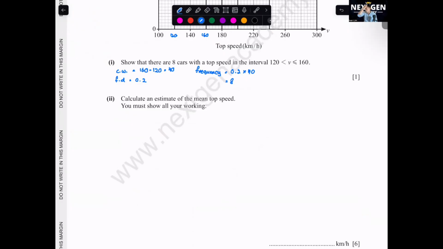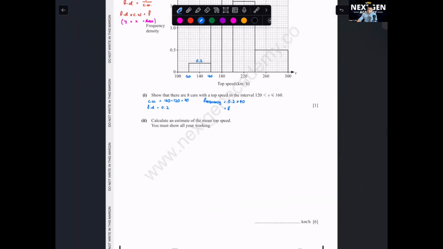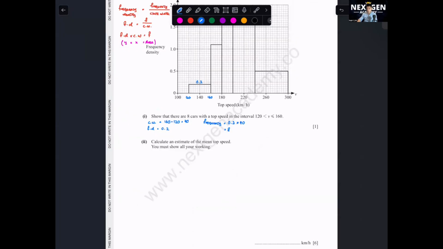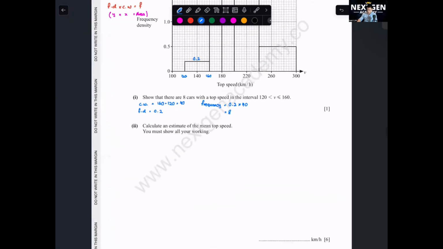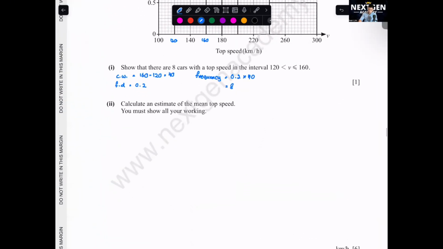Number 2, estimate of the mean top speed. This is a 6 marks question. Why so many marks? This question is a bit lengthy. What is the formula for the mean first? We have to write down the formula for mean.